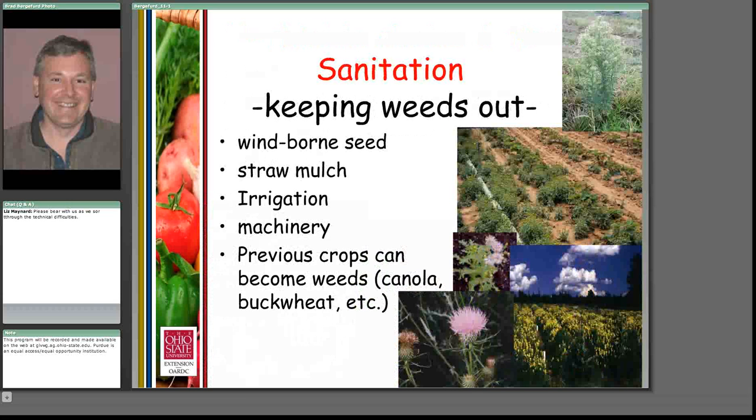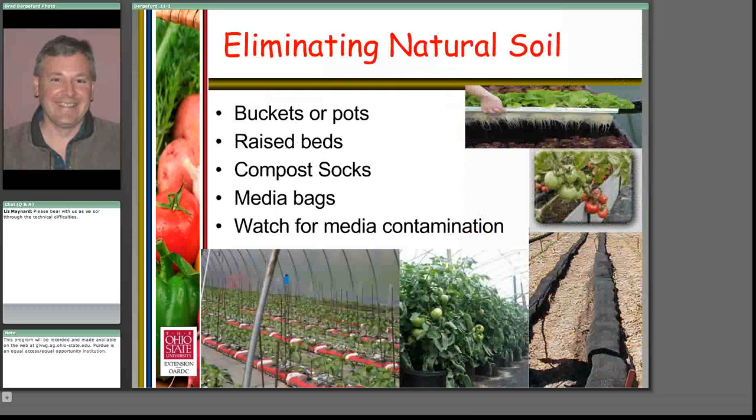Just keeping the weeds out again. We don't want to have the neighbors coming in, blowing weed seeds into our tunnels. If you're going to use straw mulch in the tunnel, which is a good practice, make sure it is clean and doesn't have a lot of weed seeds in it. If we're using irrigation water, make sure we're not bringing in weed seeds on that. If we bring machinery in, maybe we've been out in the field, come in the tunnel, make sure we don't bring weed seeds on that. And then just remember those previous crops, canola, buckwheat, even tomatoes can actually become a weed in crops following some of those other crops. So keep that in mind.